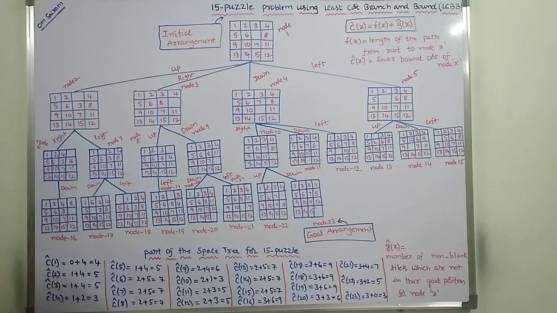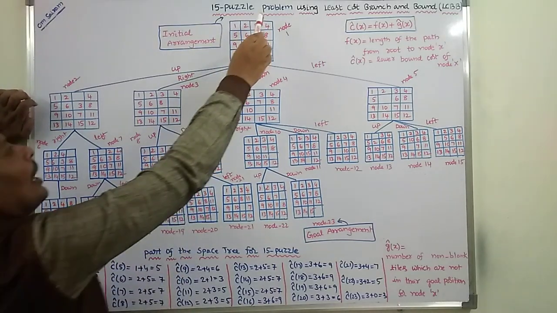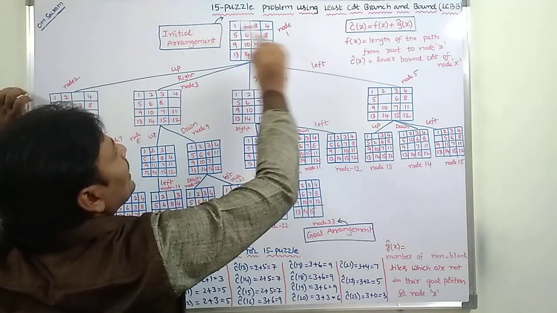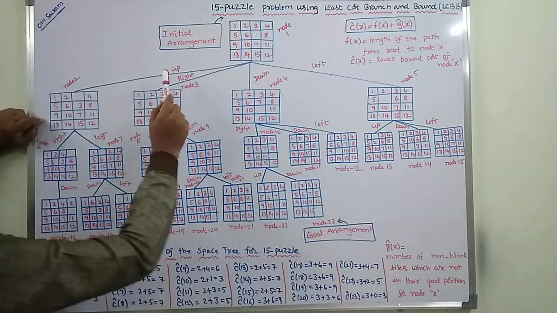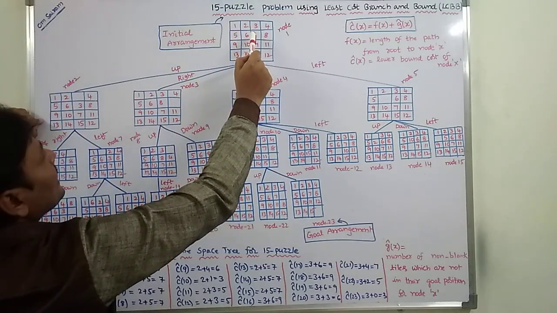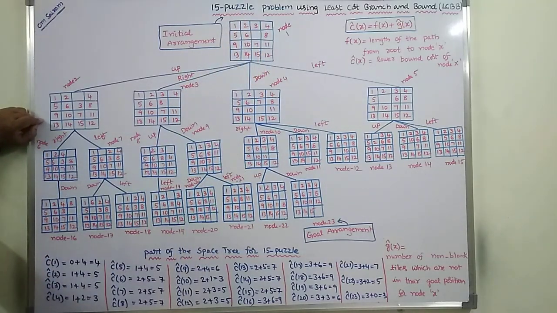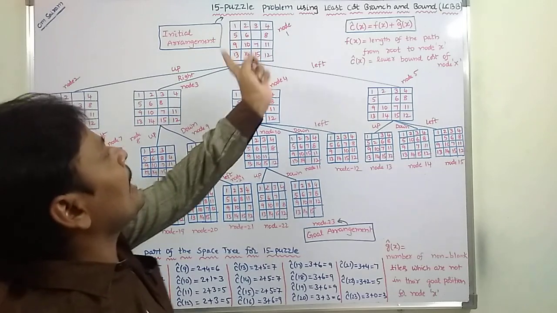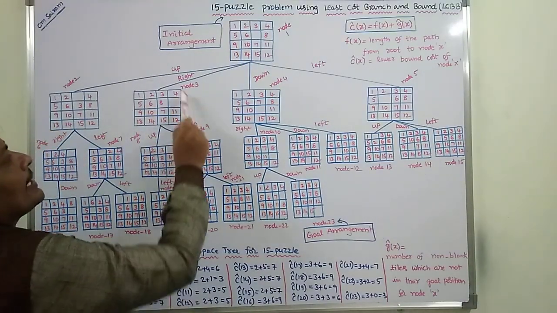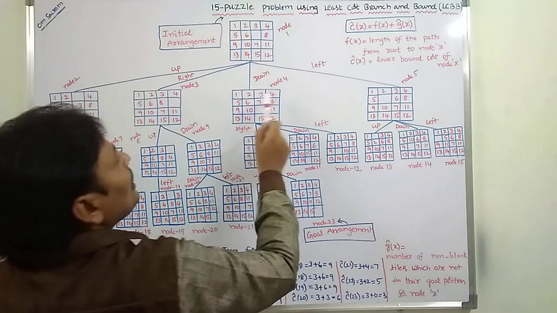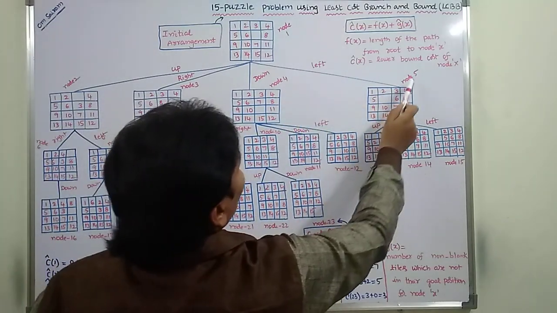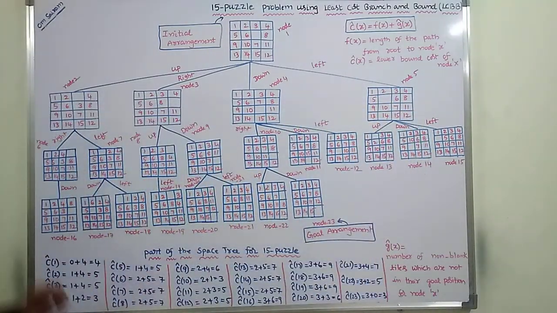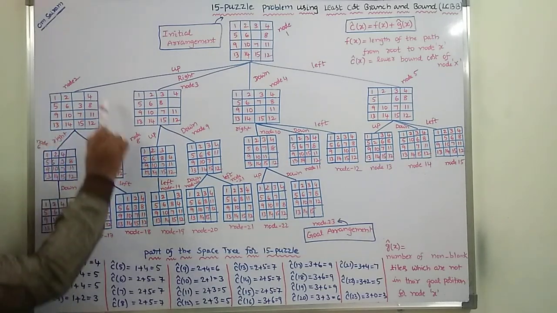Okay, next one. Now consider this node. This is node 1, the initial arrangement. After moving the empty tile upward one step, we are getting node 2. Moving the empty tile one step to the right, we are getting node 3. Down, node 4 we are getting, left, node 5 we are getting.